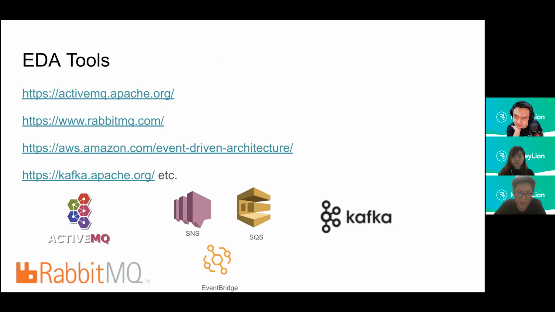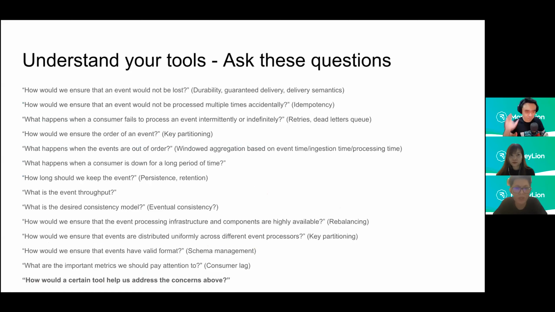There are tools such as message queues, like RabbitMQ and ActiveMQ, or managed services provided by the cloud providers such as SNS, SQS, EventBridge, or even more sophisticated tools such as Apache Kafka. Each of these tools works differently and has different characteristics. I won't cover how each individual tool works due to the time constraint, but it's important to understand these tools and how they can help address the concerns in the architecture.